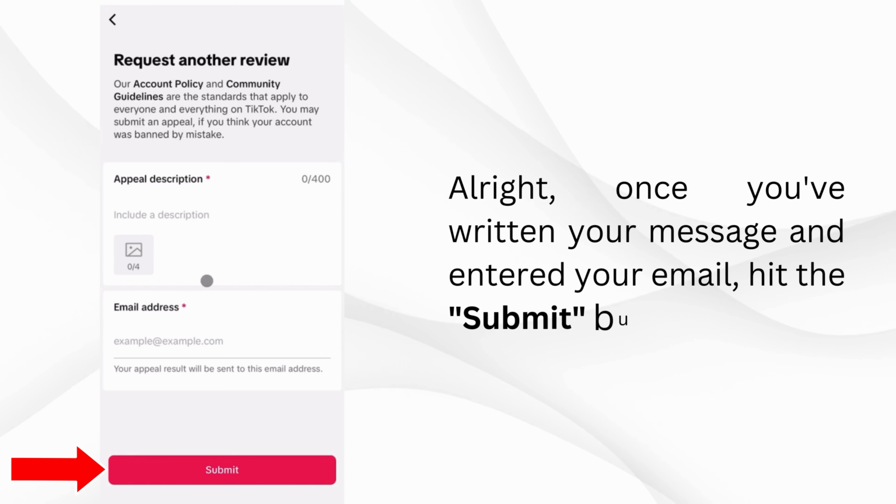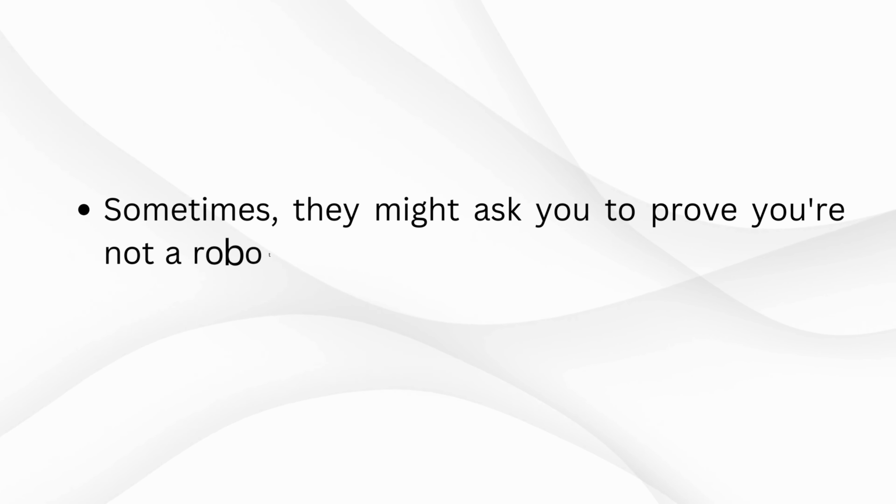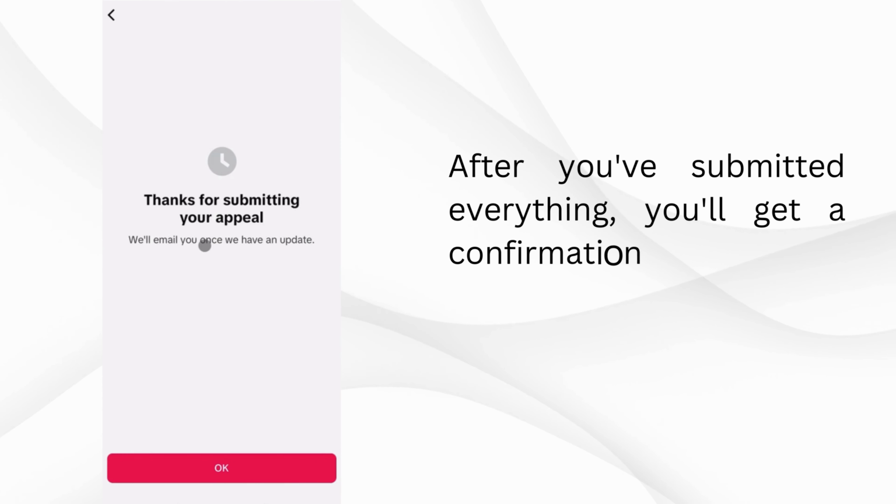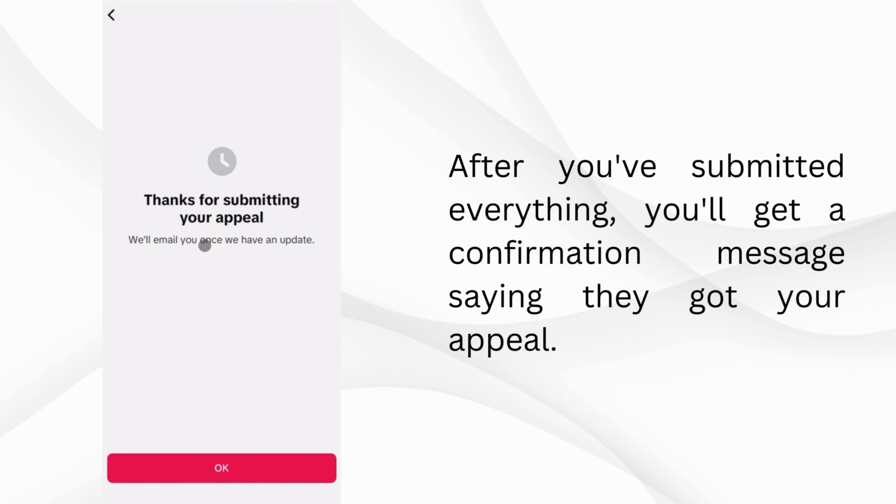Alright, once you've written your message and entered your email, hit the submit button. Sometimes, they might ask you to prove you're not a robot by completing a little test. If you see that, just follow the instructions. After you've submitted everything, you'll get a confirmation message saying they got your appeal.